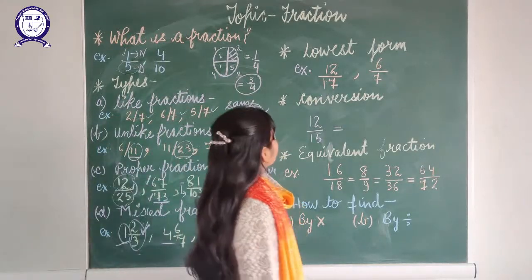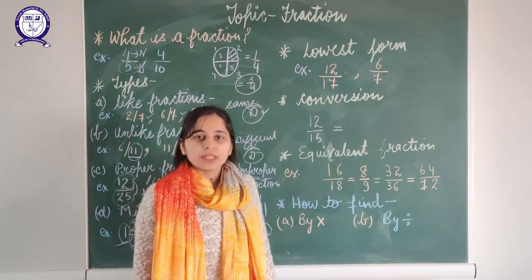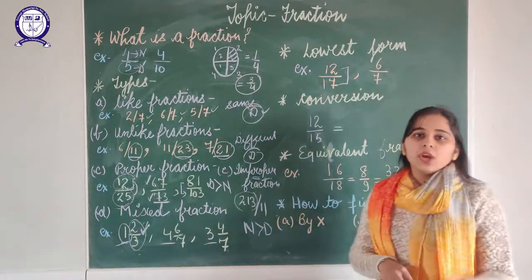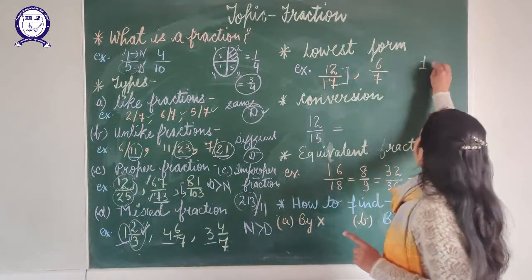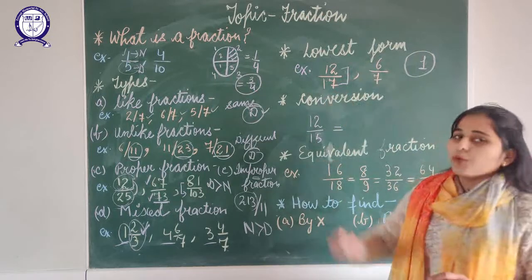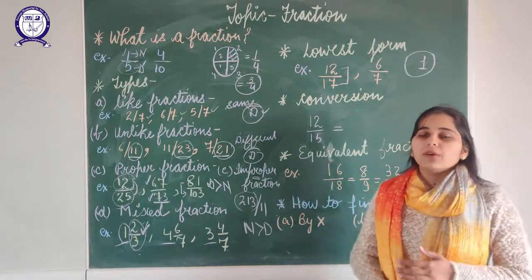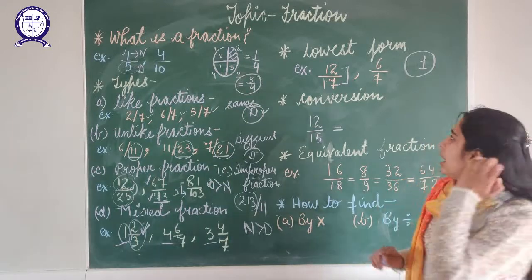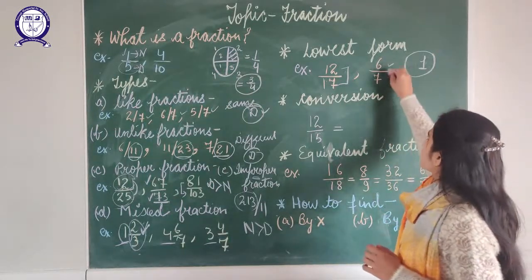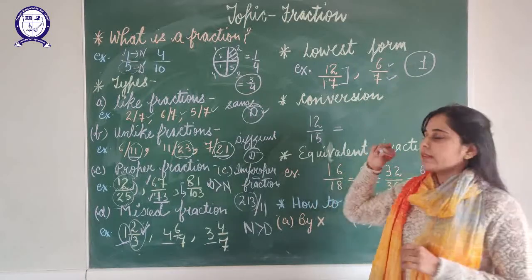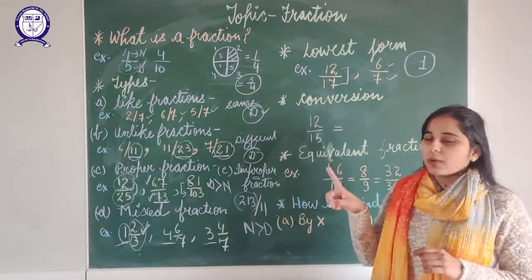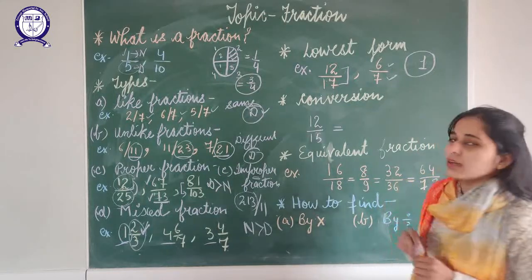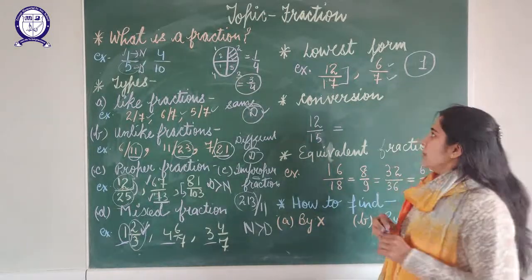Now let's come to the new topic, that is lowest form. What is the lowest form? It is the form in which numerator and denominator have 1 as the common factor. It means both numerator and denominator should have 1 as their only common factor, neither 2 nor 3 nor any other number. So here 6 and 7 are there, 6 by 7. In this 6 and 7, only 1 is a common factor. In 12 by 7, only 1 is a common factor. So these are already in their lowest term.